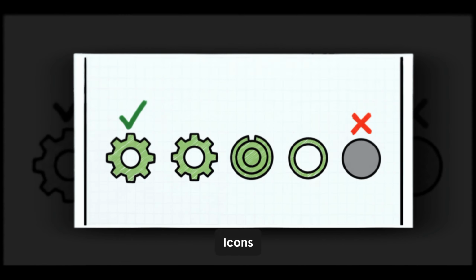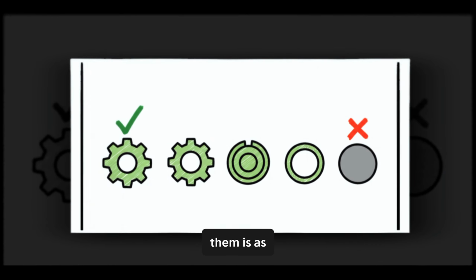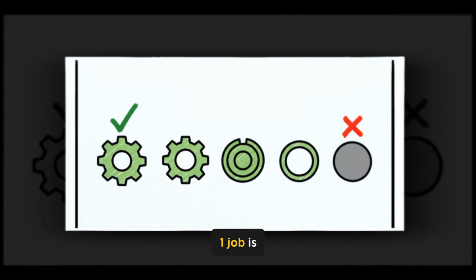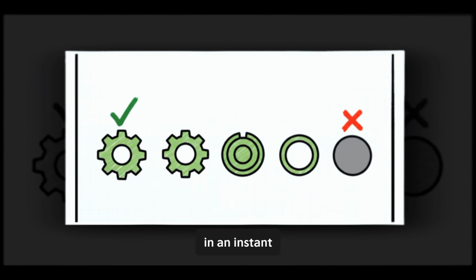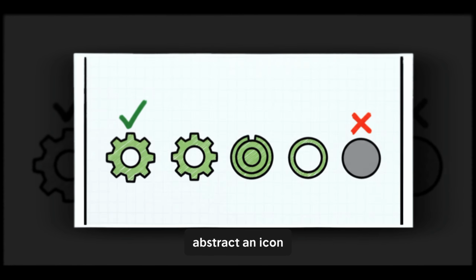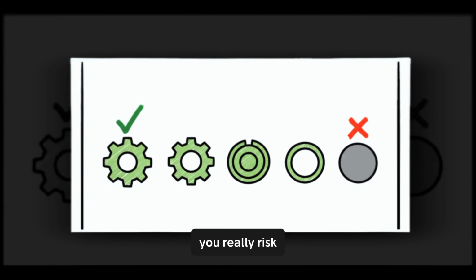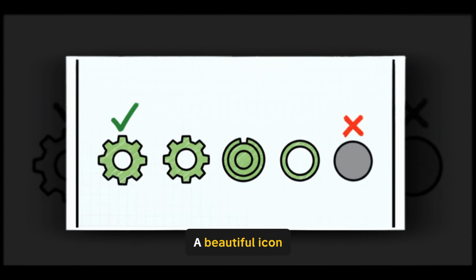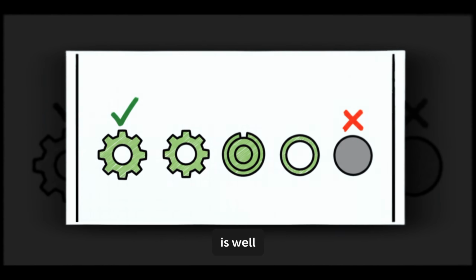Next up, icons. The best way to think of them is as a visual language. Their number one job is to be understood in an instant. You can definitely get creative and stylistic, but if you abstract an icon too much, you really risk losing its meaning. A beautiful icon that nobody understands is, well, a failure.